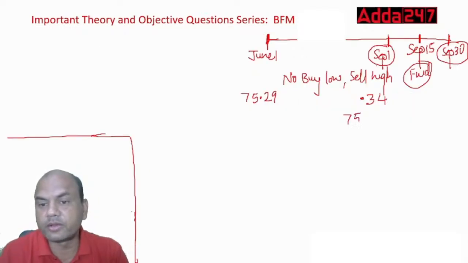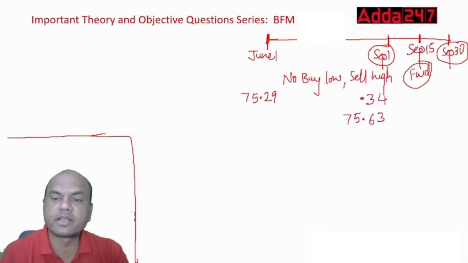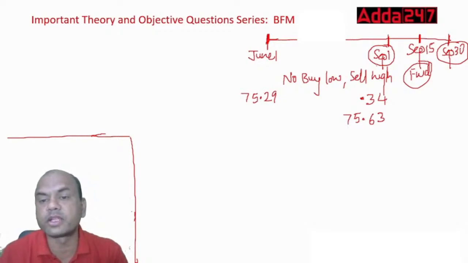So it is 75.63, right? Add this. How many of you have got this? 29 plus 34: 33, 43, 53, 63. Isn't it? This is one.